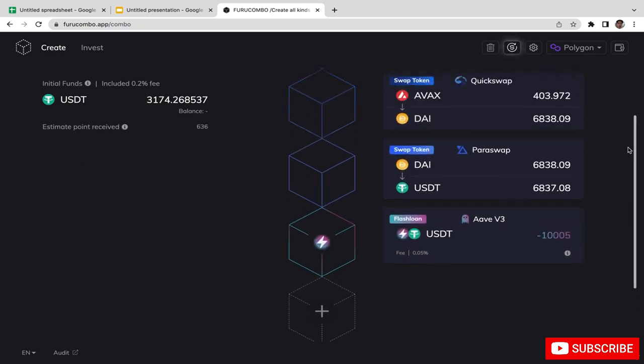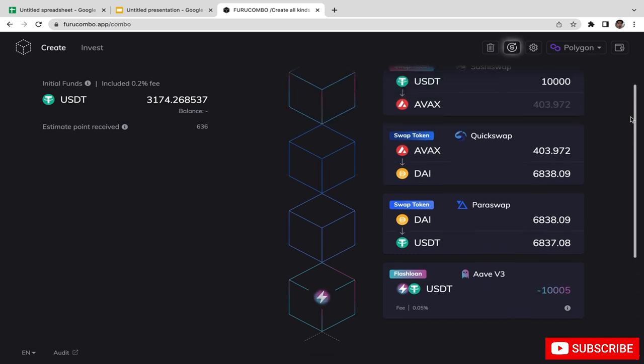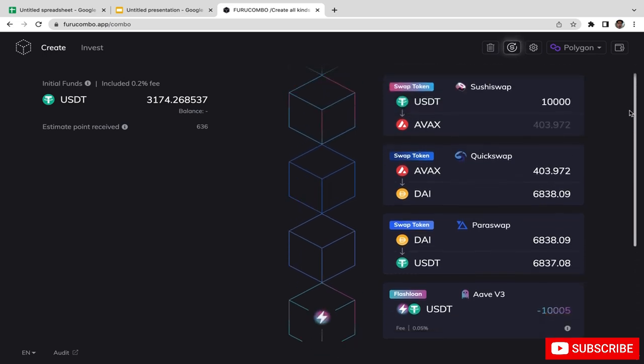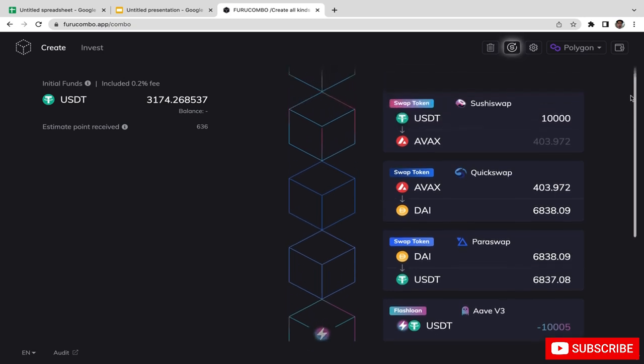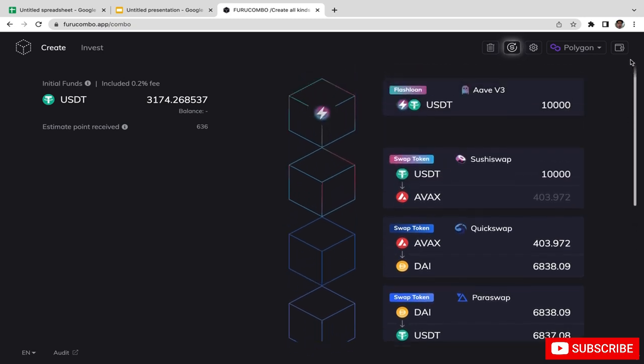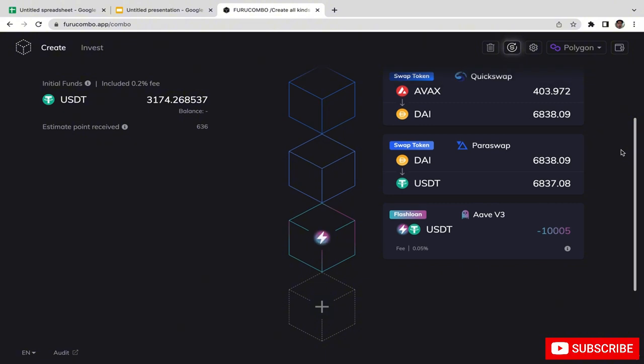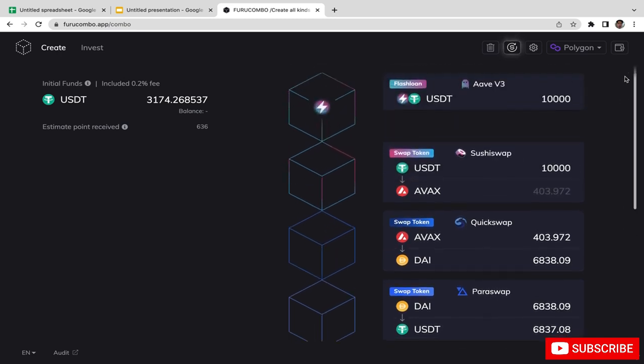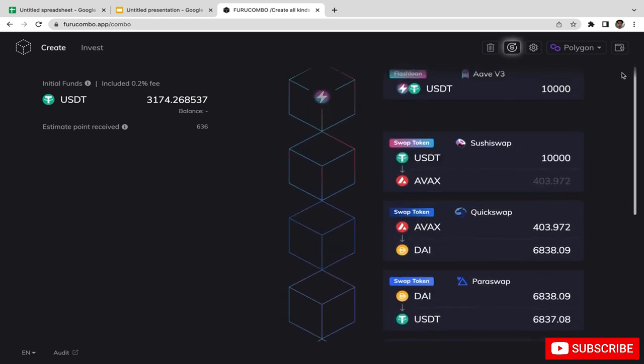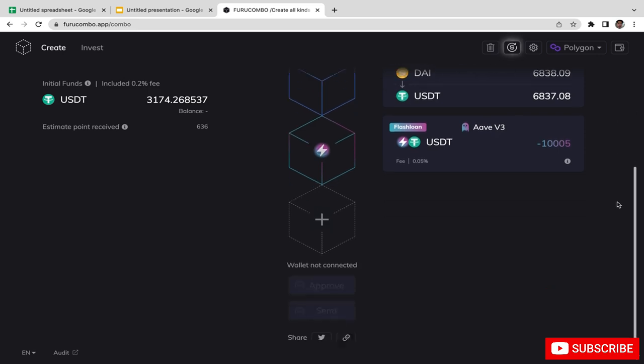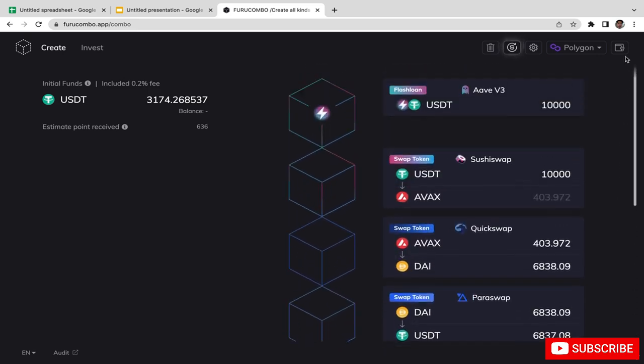Yeah, you're still losing money here, because you need to return $10,000 to Aave, but unfortunately, after swapping your DAI back to the USDT, you only got 6,837, right? You're still losing money. So the transactions will not occur due to the fact that you don't have the ability to return it back, okay? So yeah, I think that's it.